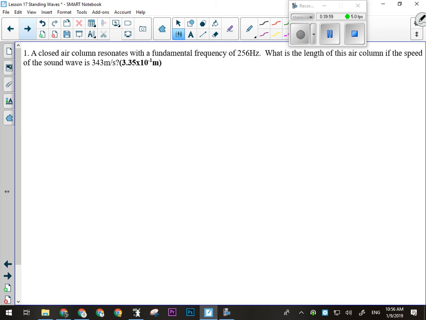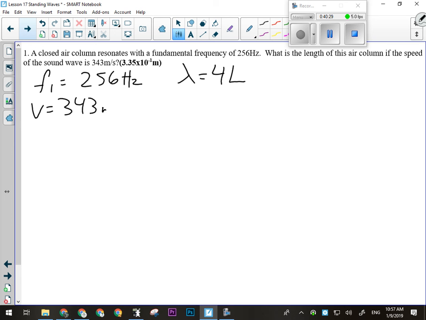All right, so for this one here, we've got a closed air column and its fundamental frequency, F1, is 256 hertz. We know that for closed air columns, because we just learned this, that lambda equals 4 times the length of the tube for their fundamental frequency. That's one of the formulas that we just went over. The speed of sound in this room where this is happening is 343 meters per second. What is the length of this air column if the speed of sound is that?